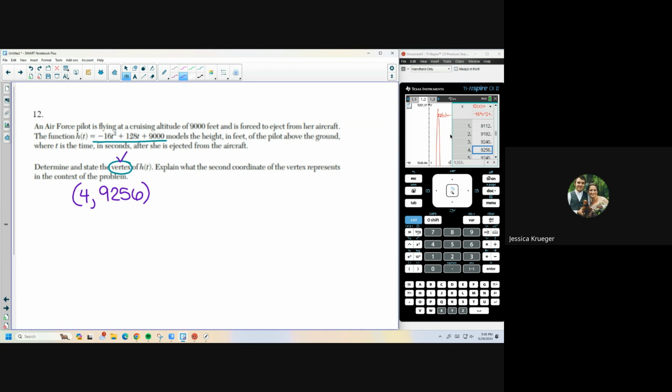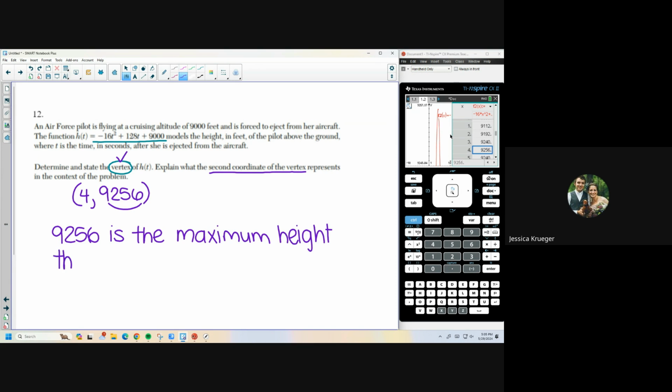So determine and state the vertex. I did that. Explain what the second coordinate of the vertex represents. The second coordinate is this number right here, 9,256. And the important thing is, what's significant about the vertex? It's the maximum height the pilot reaches. That maximum is a key.